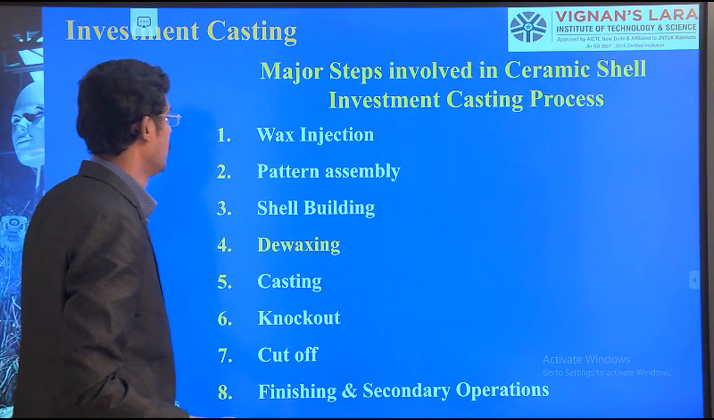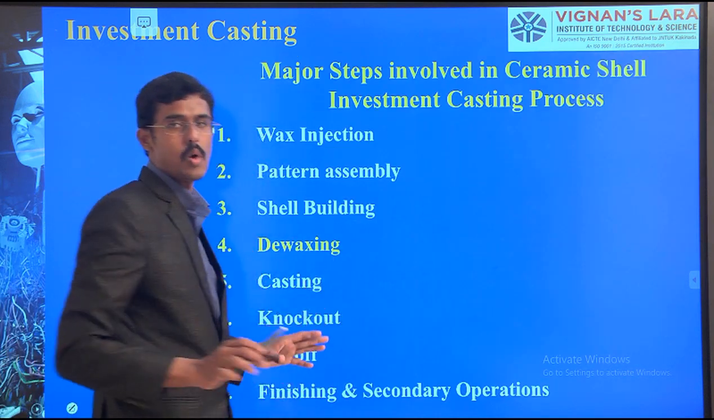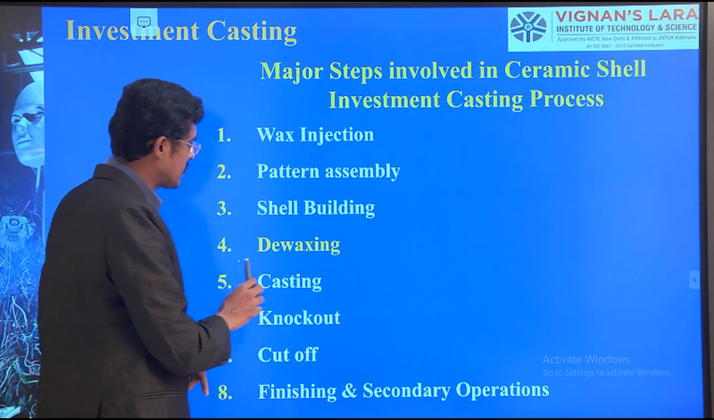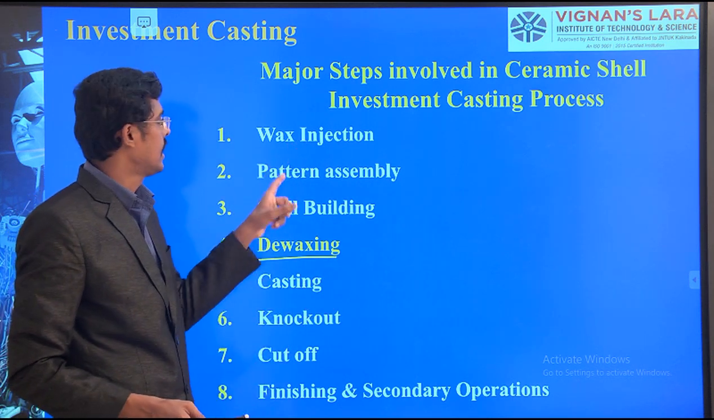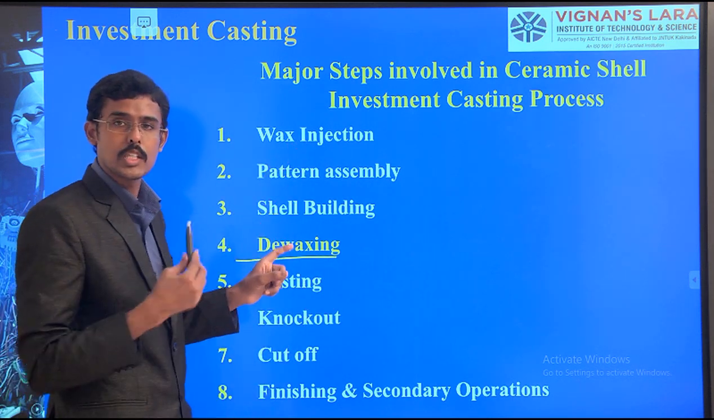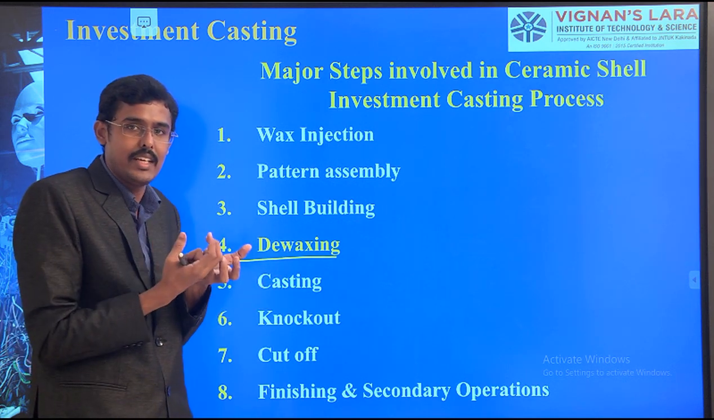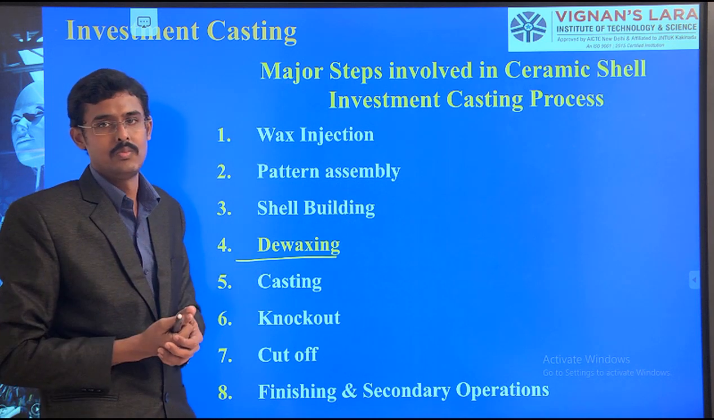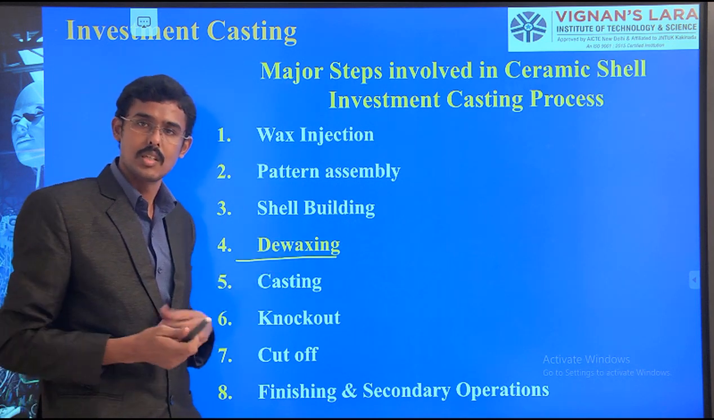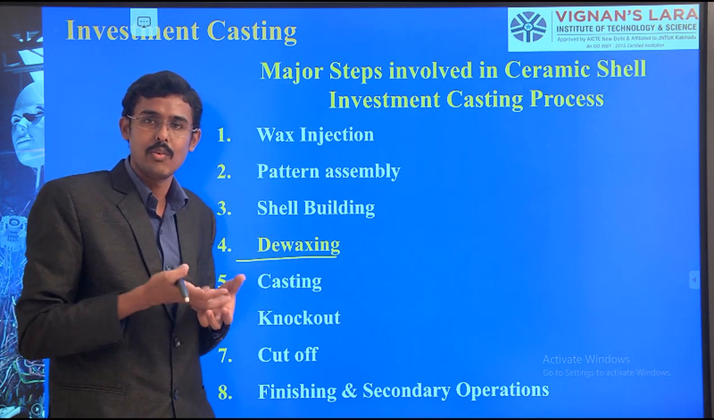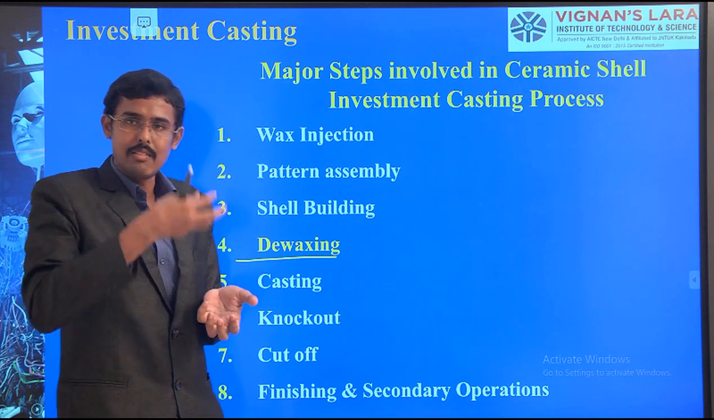That is okay. So now this part is over. Now we are coming to the dewaxing process. Wax is injected, assembled, then the shell molding is prepared around the wax pattern. Now the wax is not needed. We need the cavity, and on the cavity we should pour. It is a dewaxing process. We are going to heat, and in the heat, the wax is going to come out.